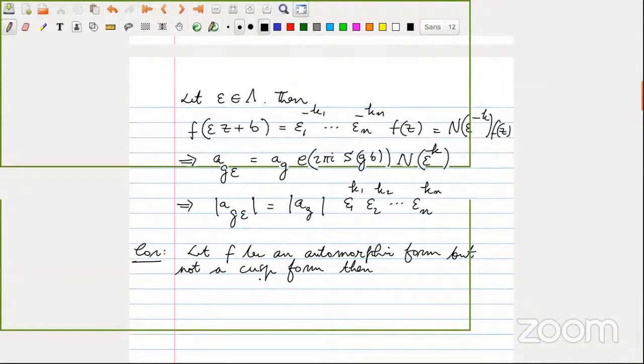So all the k_i have to be the same. Then k_1 equals k_2 equals k_n. Think about why this is happening. We can discuss this during the discussion session. So just think about why this is happening. And then the other one is this fact. This is called the Koecher principle.